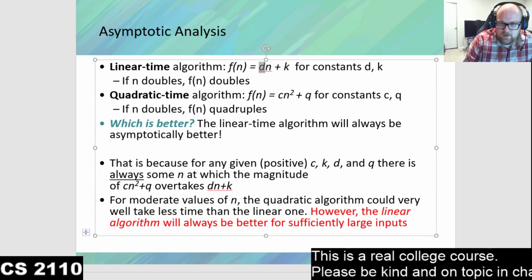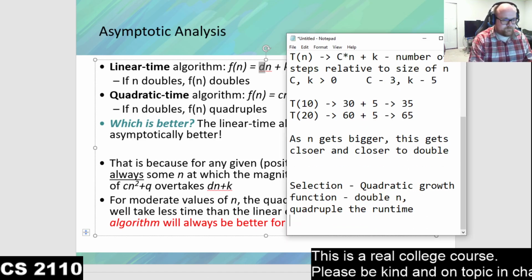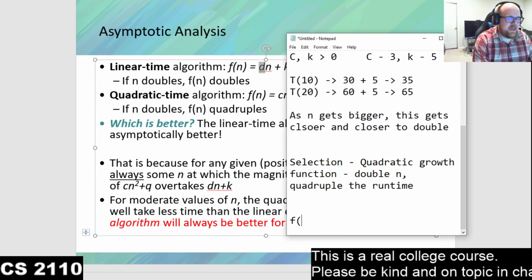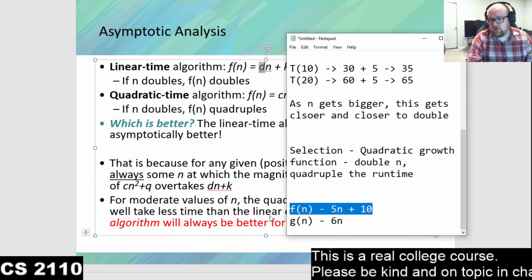Now, certainly, say I had two functions, let's say I had f of n, which is 5n plus 10, and g of n, which is 6n. F of n is better, and I'm not going to pretend it's not better. But how much it's better is limited. It's not a significant amount better.